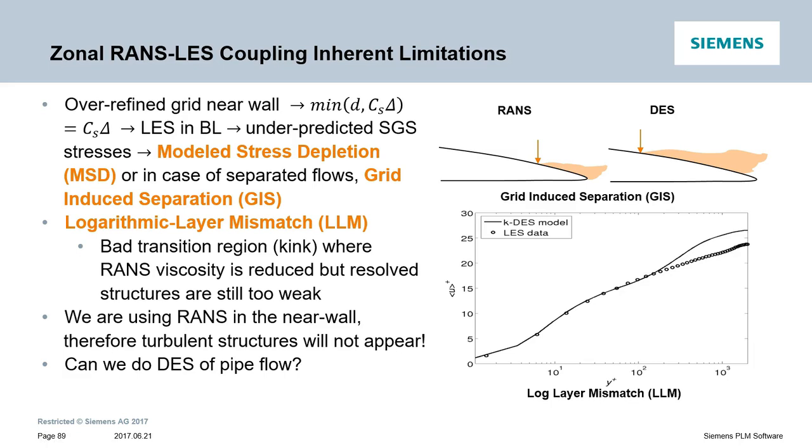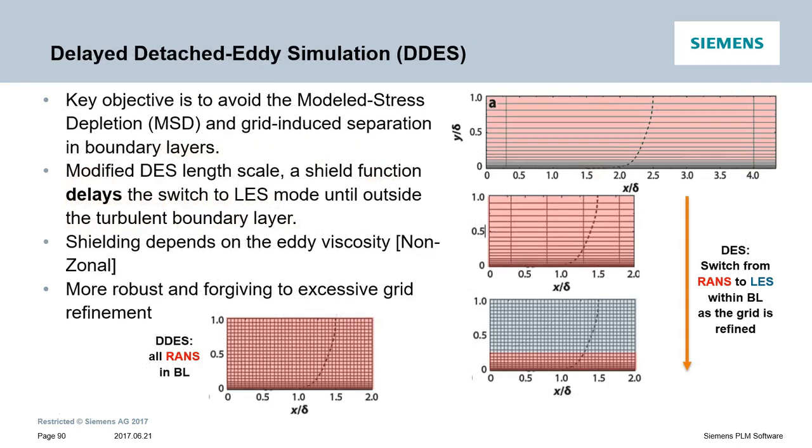So we try to address the first problem by delaying the switch to LES. This in principle can be avoided by shielding the RANS model from DES formulation for wall boundary layer, or in other words, delaying the switch to LES, hence delayed detached eddy simulation. And this was proposed by Menter, who used the blending functions of SST model to identify the boundary layer and prevent an early switch to LES.